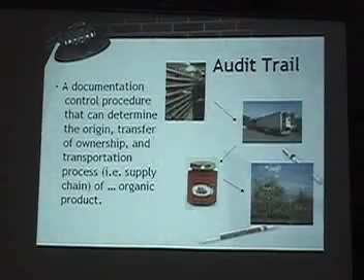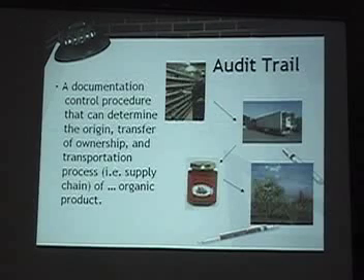Audit trail. This is a little daunting to some people sometimes. Basically, there's the tree at the bottom, it goes in a jam, goes in the truck, goes to the store. It's a documentation control procedure that's going to determine your origin, transfer of ownership, and it's basically your supply chain of organic products.